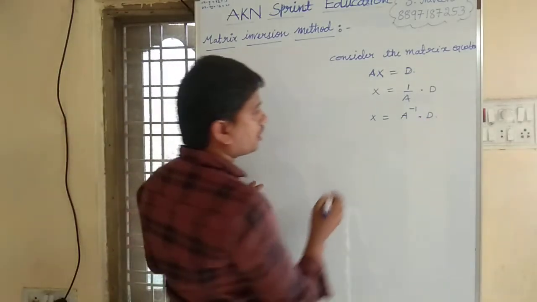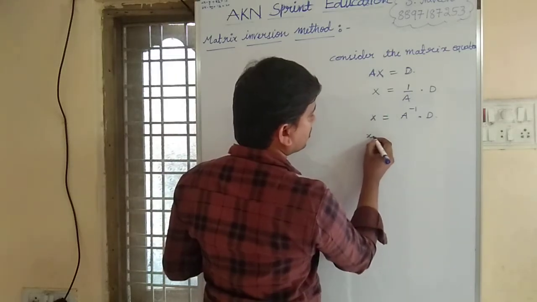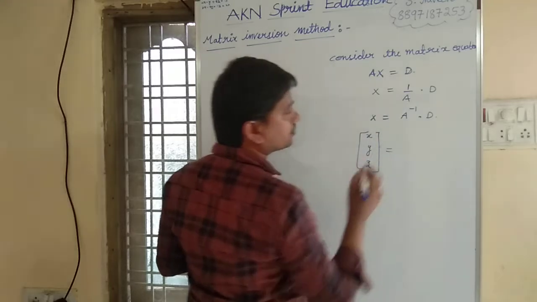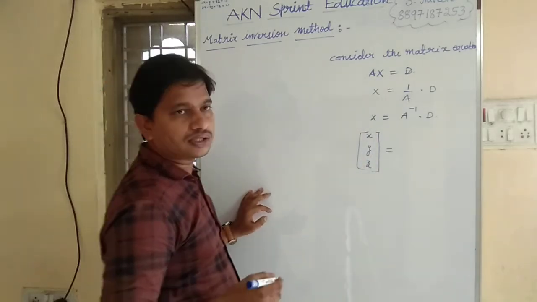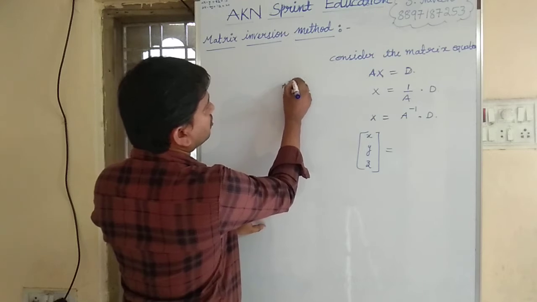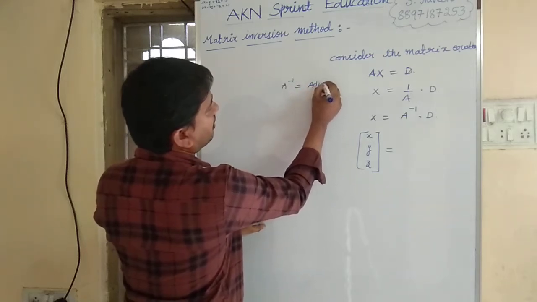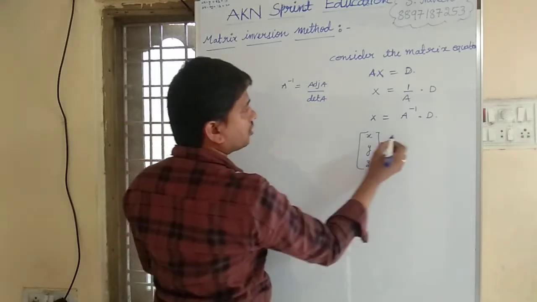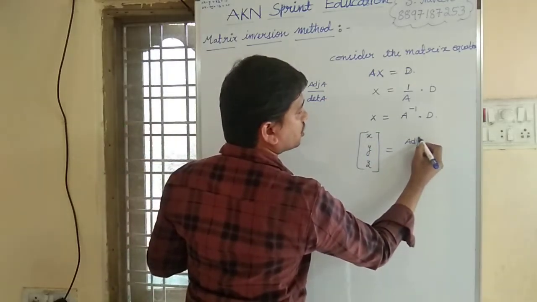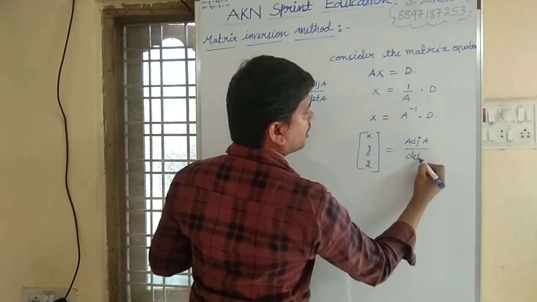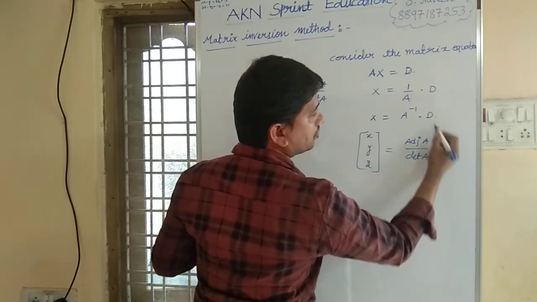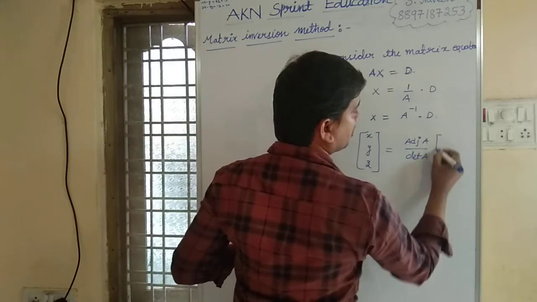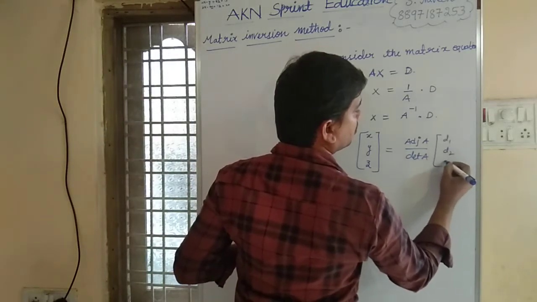As we know, what do we mean by X? X is the variable matrix, that is X = [x, y, z]. What is A inverse? We have the formula: A inverse is adjoint A by det A. So A inverse is nothing but adjoint A by det A into D. What is D? D is called the constant matrix, which I can write as D1, D2, D3.